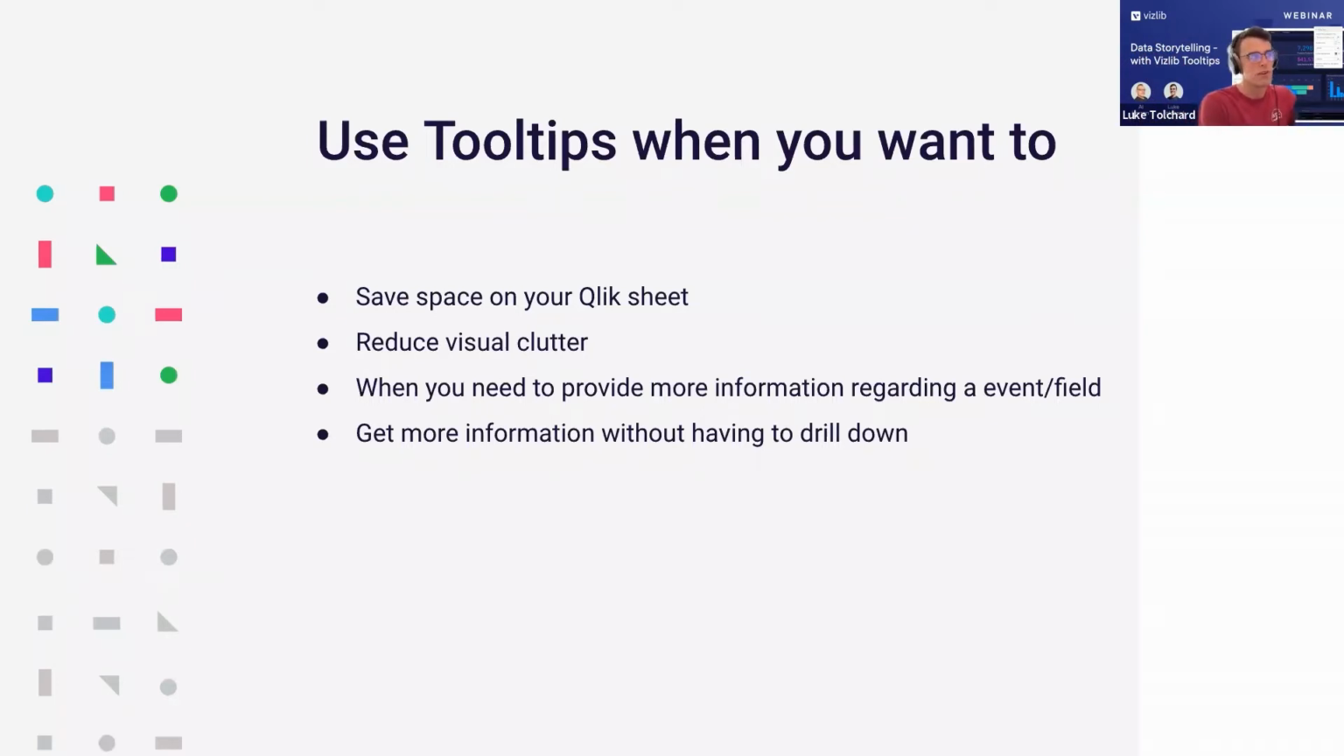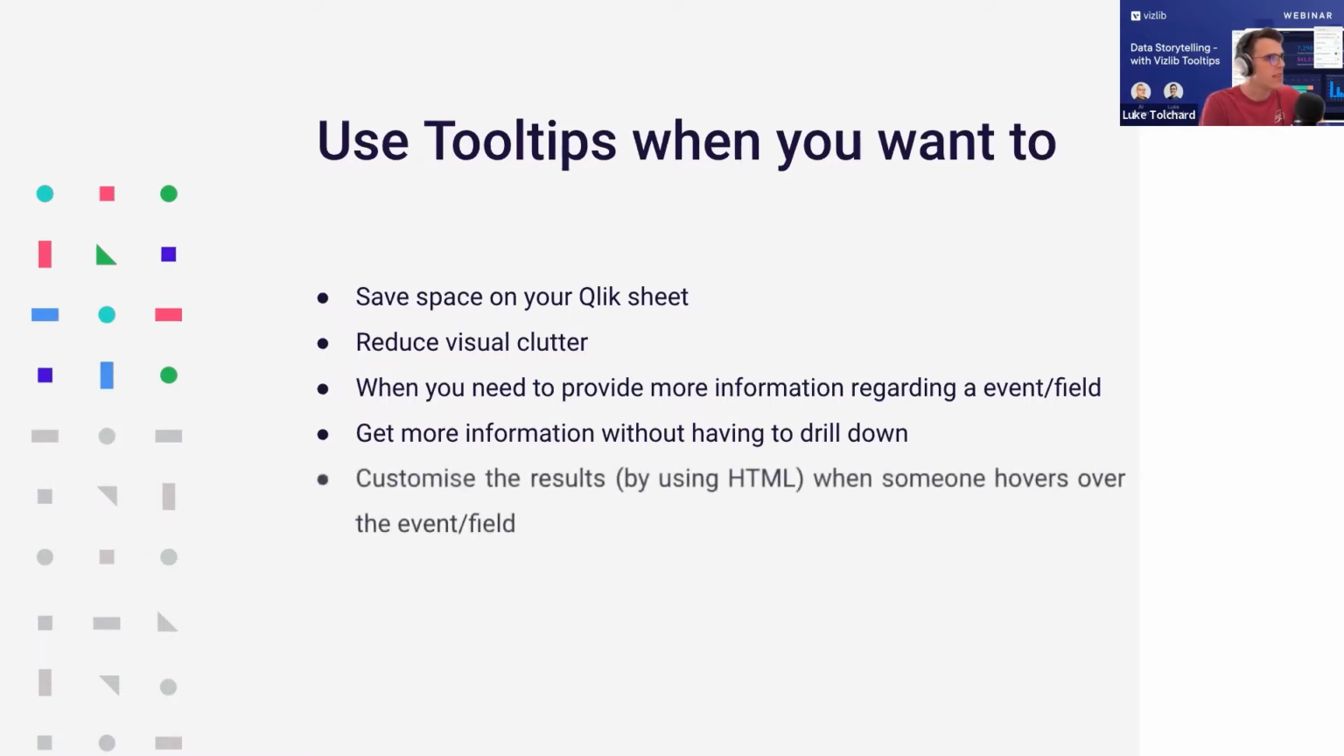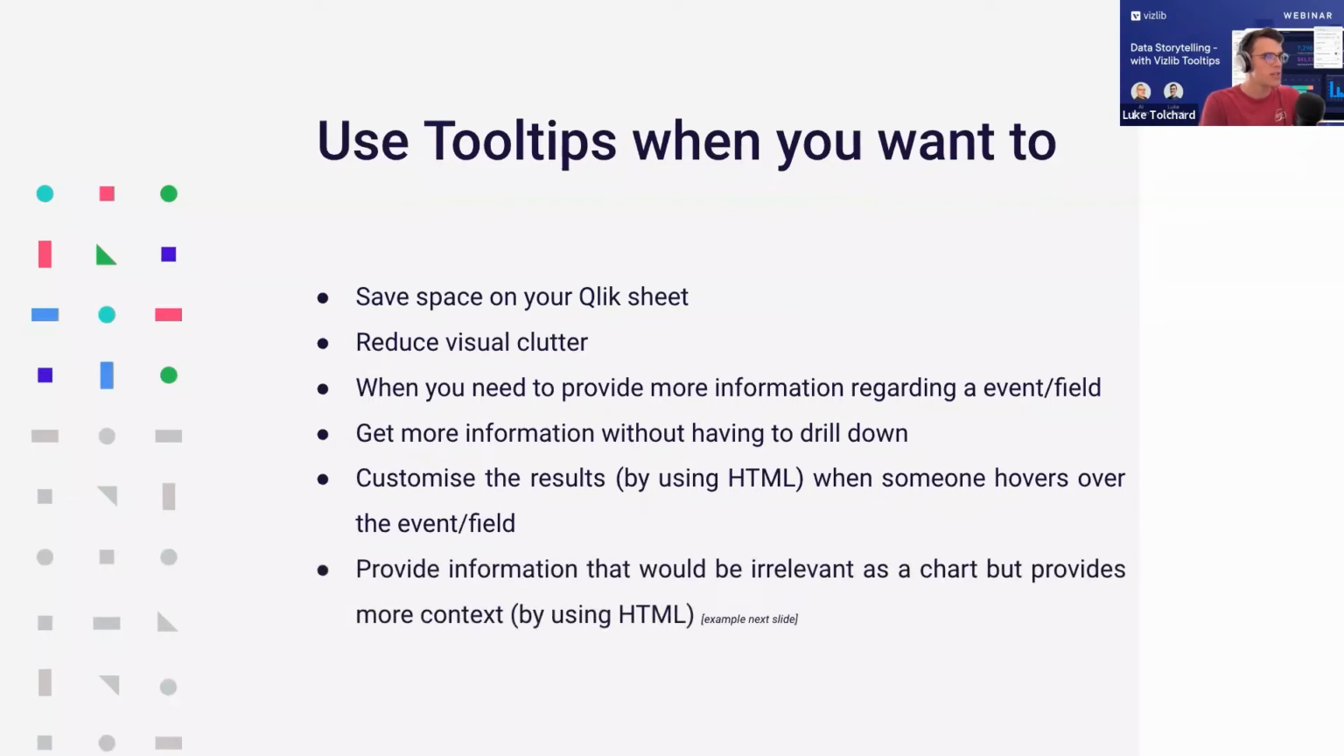You can simply hover over, for instance, a bar chart or a Gantt or something with collaboration, self-service tiles. Hover over that, and it'll present you with more data, saving you that additional time, not drilling down. Customize the results by using HTML when someone hovers over the event or field, which I'll be demonstrating, but I've sort of covered that in the previous points. Providing information that would be irrelevant as a chart, but provides more context by using HTML.